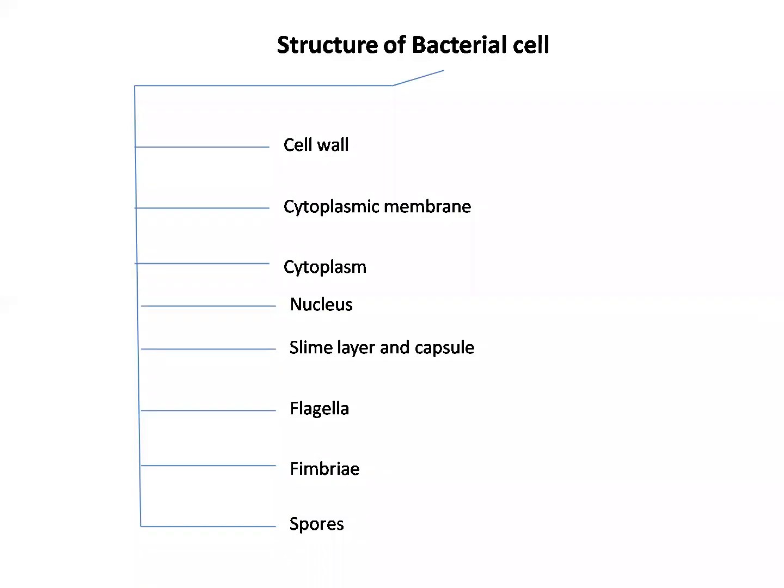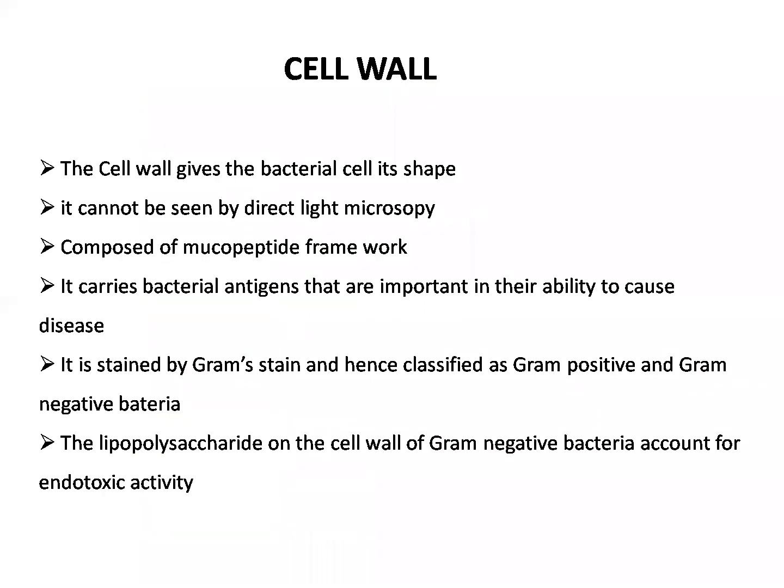Now about the structure of a bacterial cell, what does it consist of? It consists of cell wall, cytoplasmic membrane, cytoplasm, nucleus, slime layer and capsule, flagella, fimbriae, and spores. We'll be discussing the individual structures of the bacterial cell components.